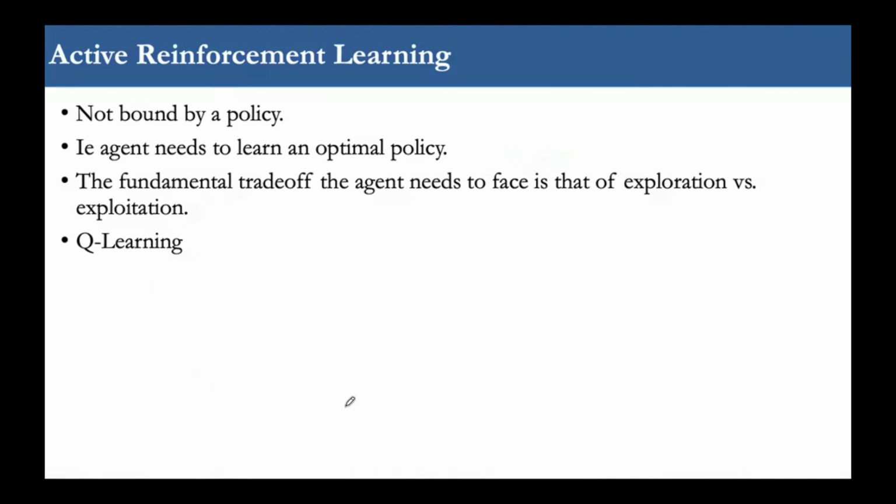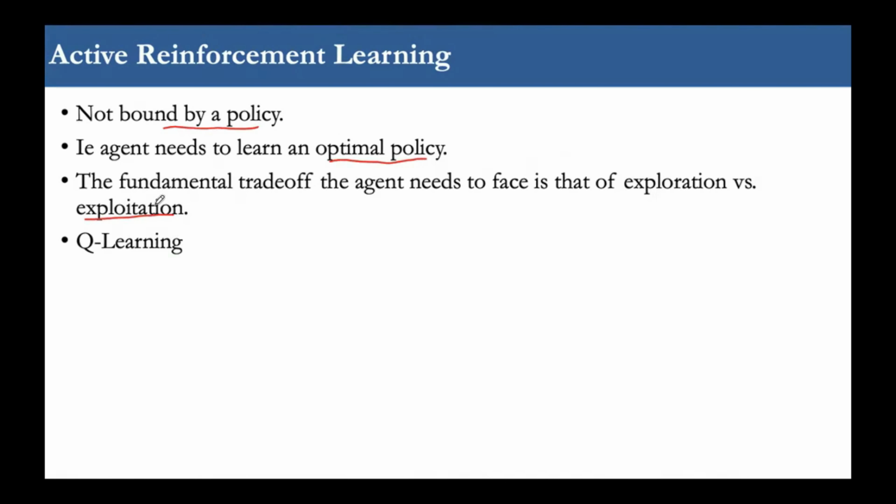Unlike passive reinforcement learning, in active reinforcement learning we are not bound by a policy and we need to select our own actions. So it means that the agent needs to learn an optimal policy on the go. The fundamental trade-off the agent needs to face is that of exploration and exploitation.